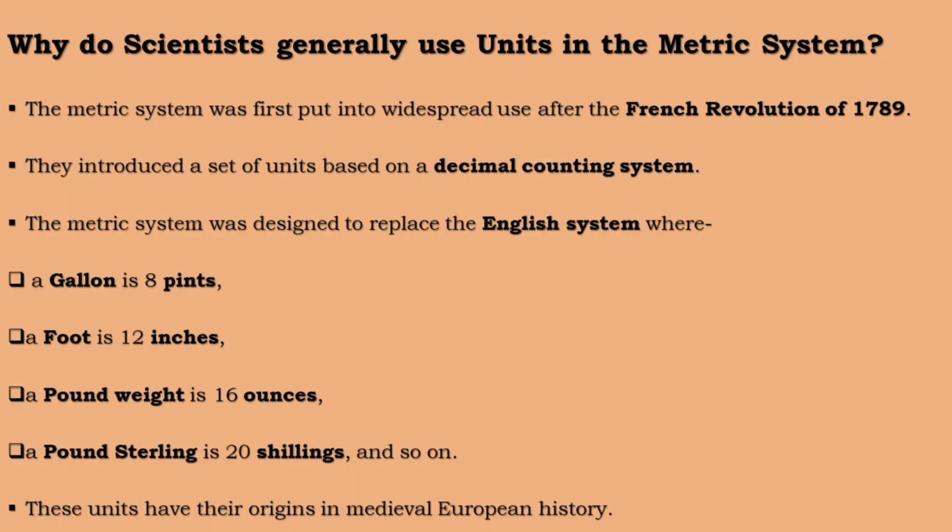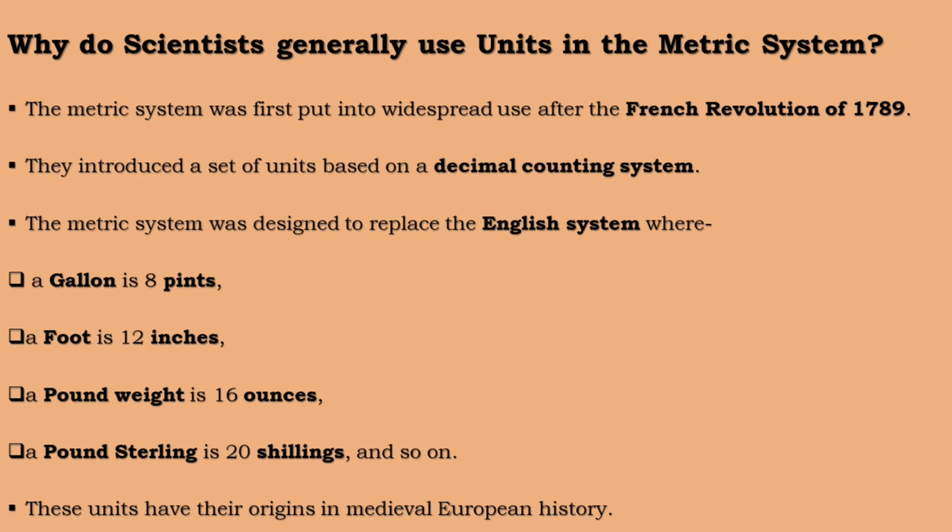So friends, have you ever wondered why scientists generally use units in the metric system? Can anyone say? Let's find out. The metric system was first put into widespread use after the French Revolution of 1789. The architects of the French Revolution wanted to make a break with the culture defined by royalty and hereditary power and usher in an age of reason.